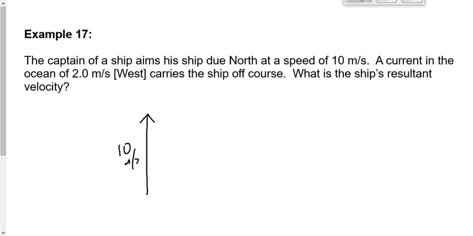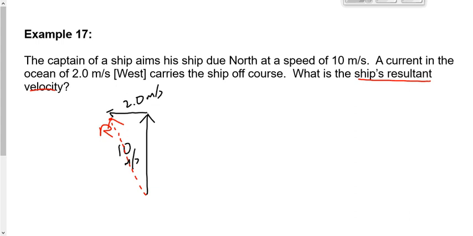ship goes. Now, there's a current in the ocean to the west. Is that where the ship actually goes, or does that current in the ocean just contribute to where the ship goes? It contributes. So let's draw that head to tail, 2.0 meters per second to the west as a solid line vector because it's not where the ship goes, it contributes to the ship. Now, the ship's resultant velocity, that's where the ship goes. Let's make that my dotted line vector, my resultant velocity.